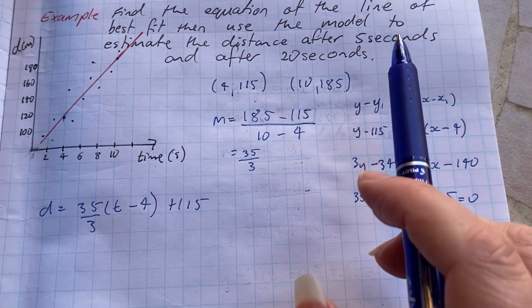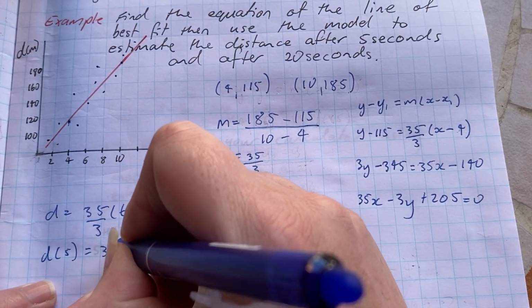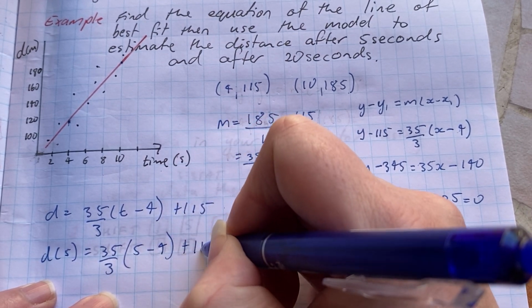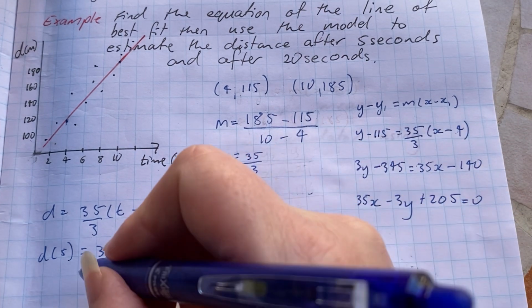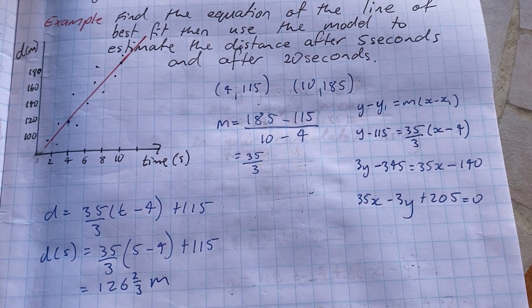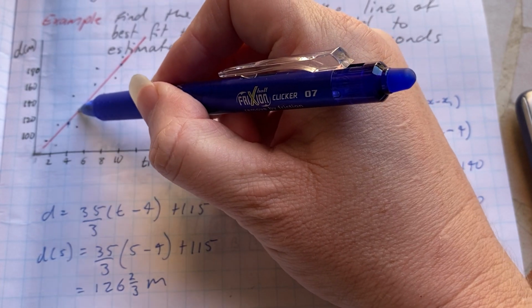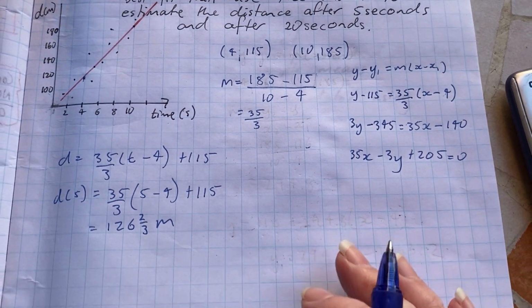So let's interpolate where t equals 5. So distance when t equals 5 is 35 on 3 times (5 minus 4). That's a nice one. Plus 115. So 35 on 3 plus 115. And that distance is 126 2/3 meters. Now you should see that one on the line. If we go up from 5, that makes sense that it's about 126 2/3 meters.